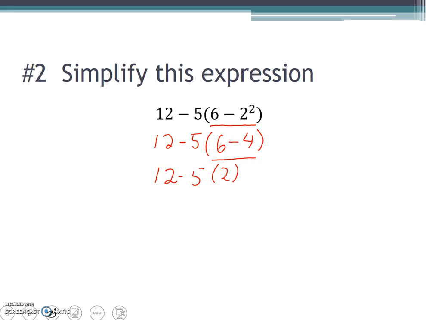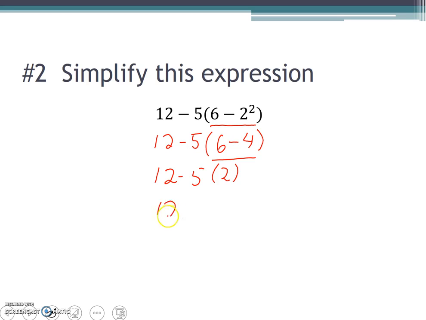So I could replace this parentheses around the 2 with a point or a dot right here to designate that I'm multiplying, or I can just leave it like this. Whenever we have a number right next to a set of parentheses, that means to multiply. So there aren't any exponents here either. So now I'm going to multiply or divide.